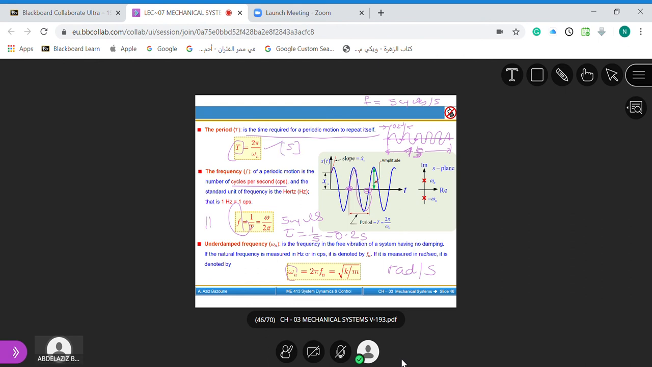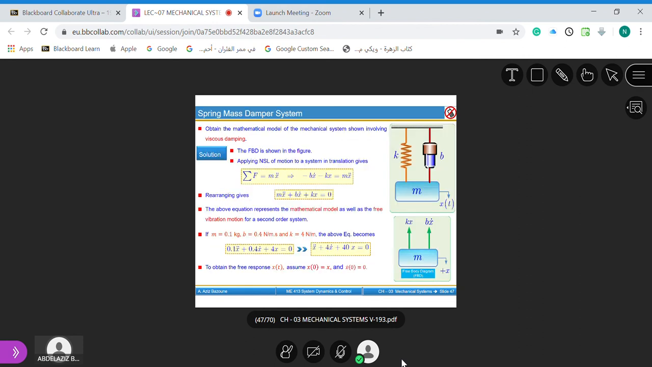And for f, sometimes it's written hertz, or cycles per second, or 1 over second. I will write it again here. The units for f are either 1 over second, or hertz, or sometimes also called cycles per second, CPS. Any question, Shabab?